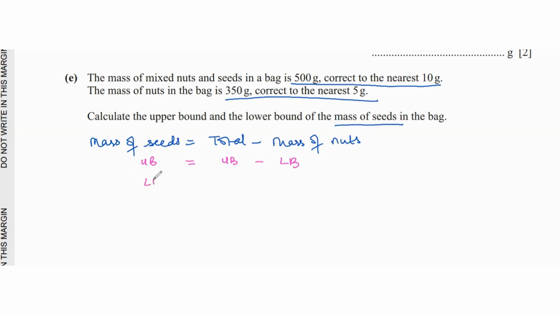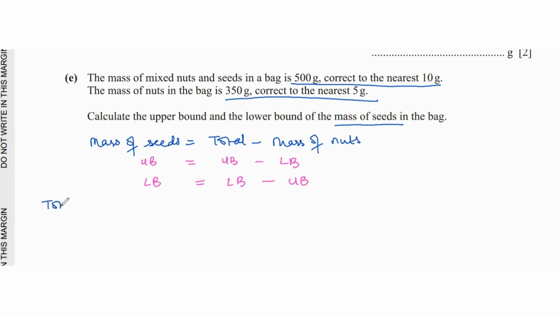Similarly, for the lower bound, we would do lower bound minus the upper bound, because to get the minimum value, we're taking away the maximum value from the minimum value. So keeping that in mind, we need to find the upper and lower bound of the total mass, and the same goes for the mass of nuts. So first, let's find the upper and lower bound for the total mass.